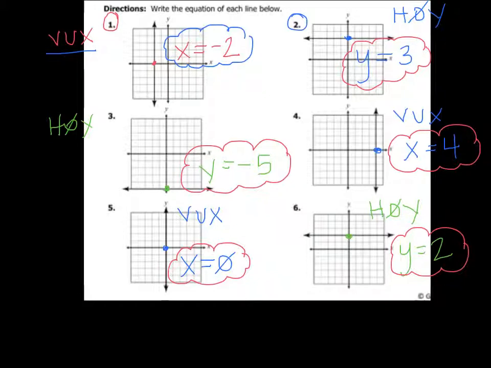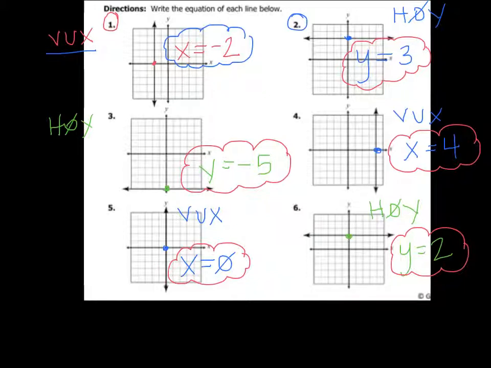Okay, so let's go ahead and go through these. Notice on number 3, as soon as I saw a horizontal line, I went ahead and labeled it as HOI. So it's a horizontal line with 0 slope, and that gave me y equals. I looked for my y-intercept, which happened to be at -5. So the equation of this line is y equals -5.